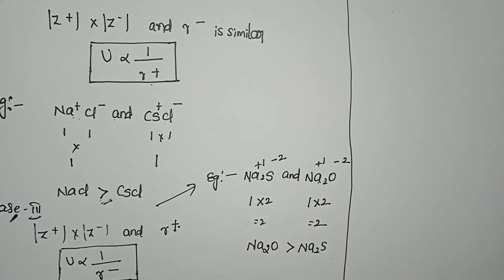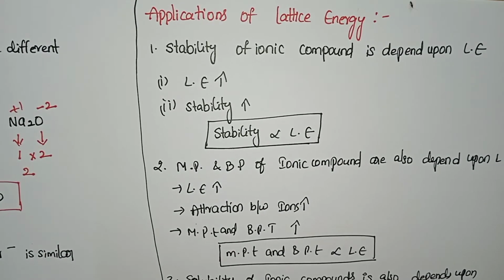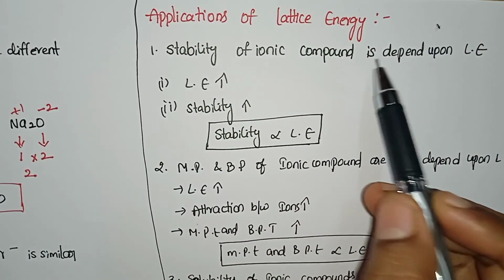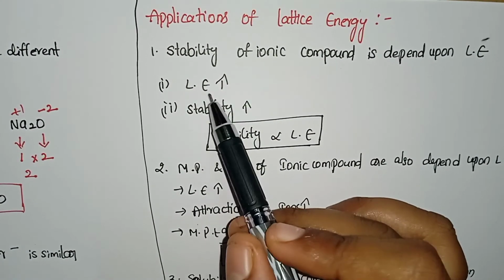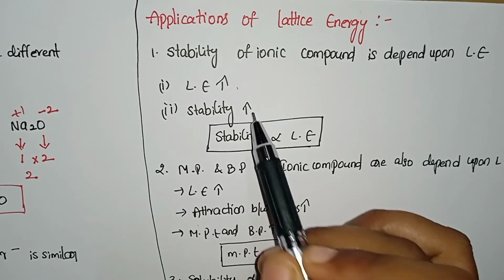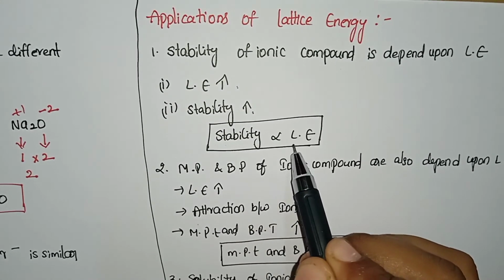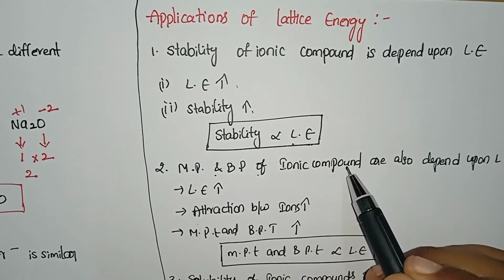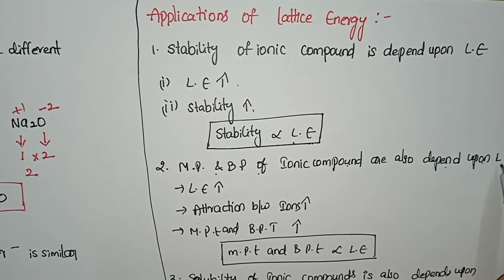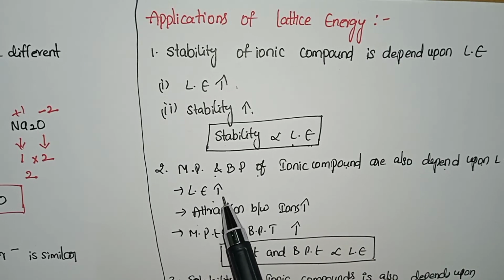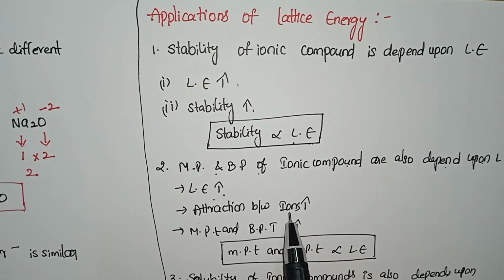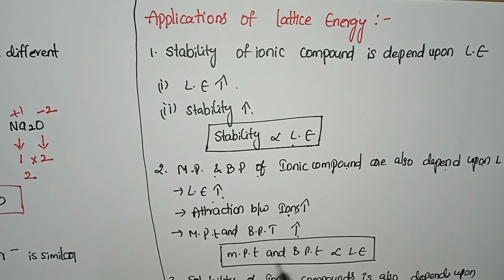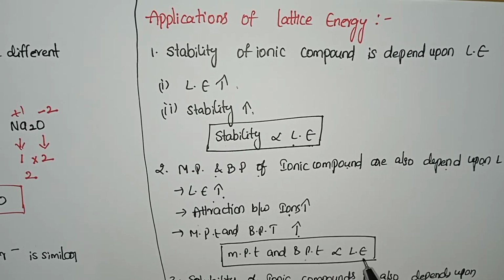Next, applications of lattice energy. Stability of an ionic compound depends upon lattice energy. Lattice energy increases, stability increases. So stability is proportional to lattice energy. Melting point and boiling point of ionic compounds also depend upon lattice energy. Lattice energy increases, attraction between ions increases, melting point and boiling point increase. Melting point and boiling point are proportional to lattice energy.